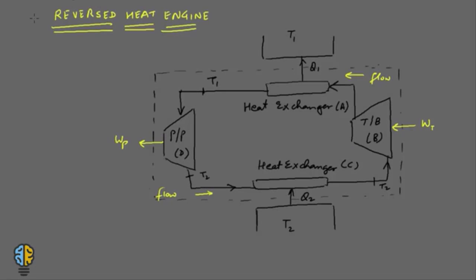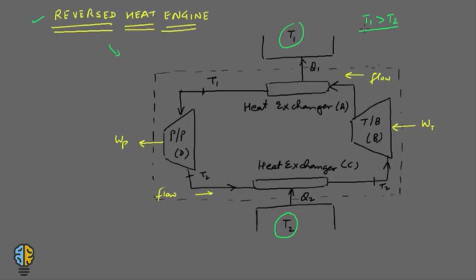Now let's talk about the reversed heat engine. Since all the processes of a Carnot cycle are reversible, it is possible to imagine that the processes are individually reversed and carried out in a reverse order. If you look at this diagram, this is a cyclic process happening between two temperature reservoirs. Again, we assume that T1 is greater than T2.